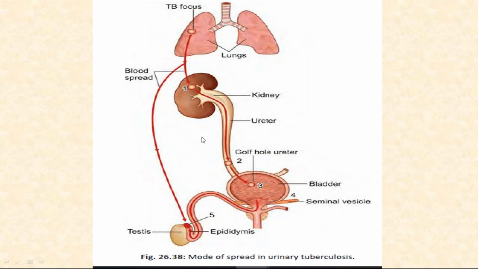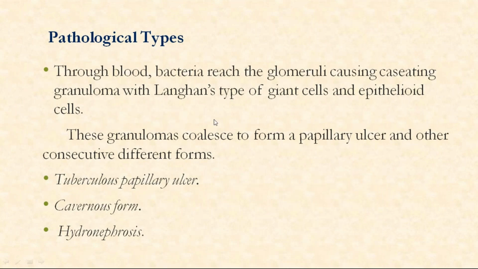This is the diagram showing the primary focus present in the lung, and it spreads through hematogenous spread. It may reach the renal cortex. From the renal cortex, it goes into the medulla, the renal pelvis, and enters the ureter. From the ureter, it enters the bladder. So what is the pathogenesis?